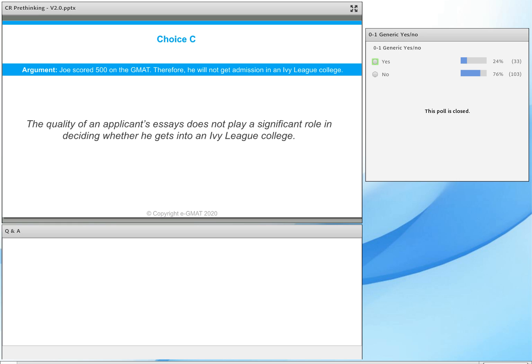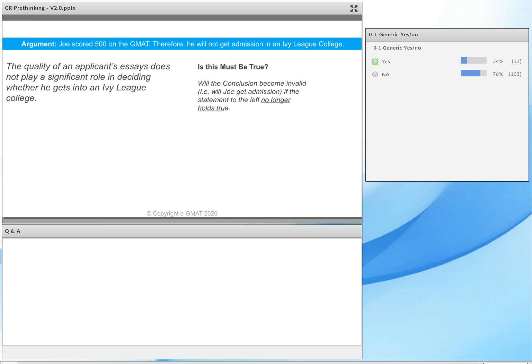Let me end the poll, broadcast the results, and about 24% of you think this is a correct assumption and you would be wrong. The majority, or 3/4 of you, are correct. This is not a correct assumption, and let's see why that is the case. So we asked the same question. This is where you see the process remains the same. It's the application of process where you falter. The choice says the quality of an applicant's essay does not play a significant role in deciding whether he gets into an Ivy League college.